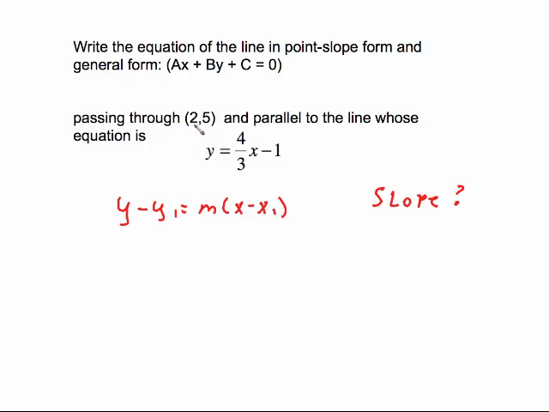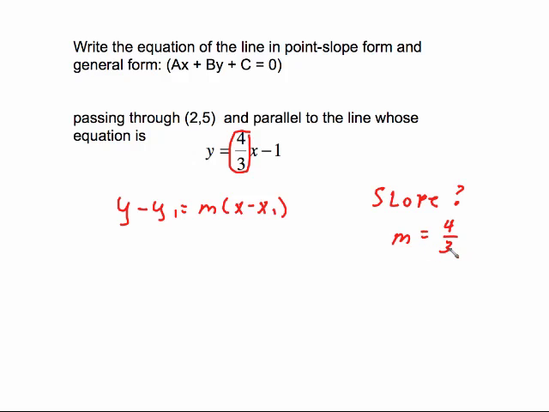We want to have it passing through (2, 5) and parallel to another line. You should recall that parallel lines have slopes that are the same. So we do have the slope. It's hidden, but we do know the slope. Parallel lines have the same slope. So if this line has a slope of 4/3, then my new line must also have a slope of 4/3.